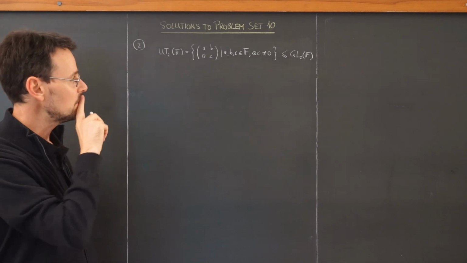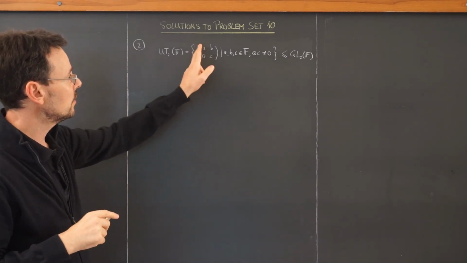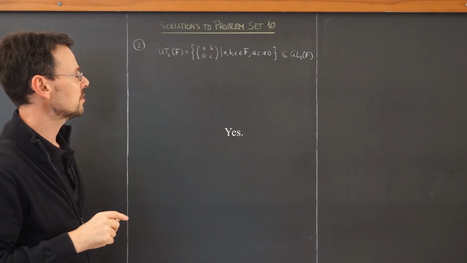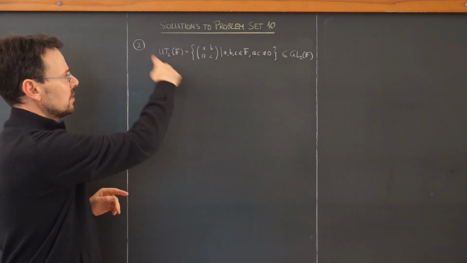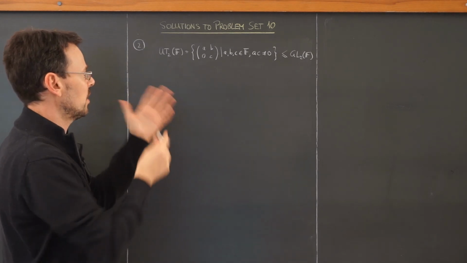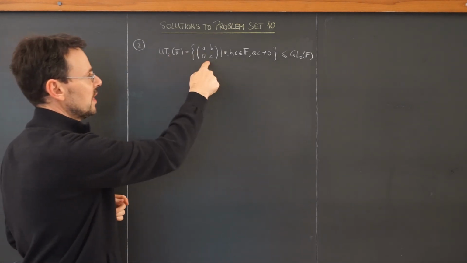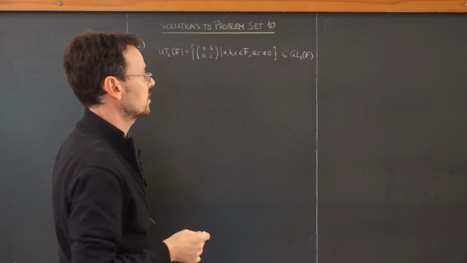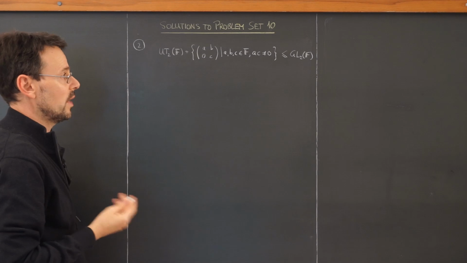I'm actually not quite sure if this here with zeros would also be called an upper triangular matrix. So maybe this is not correct in terms of linear algebra, but this is our abbreviation for this set. And here we are concerned with showing that this is a subgroup of GL_2(F).